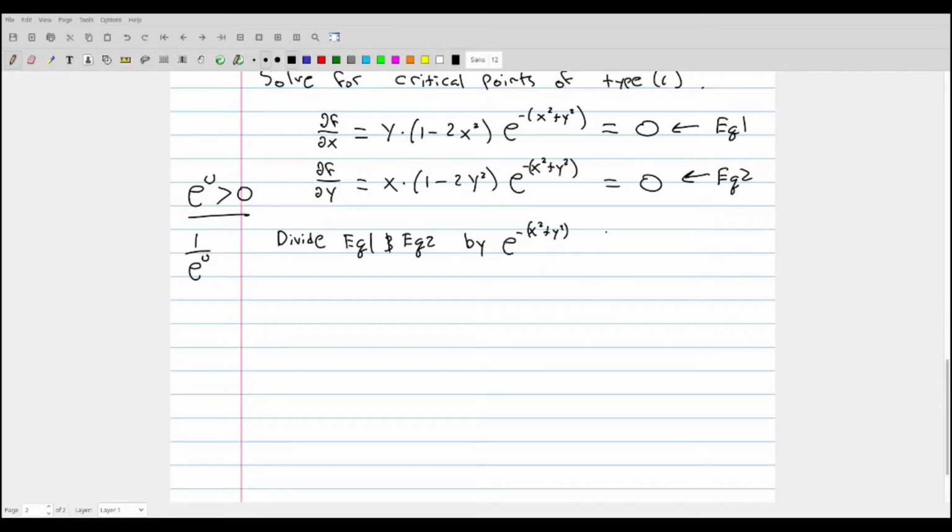this will give us the following. Give us two new equations. Call it equation 1 star and equation 2 star. Equation 1 star is going to be y times 1 minus 2x squared is equal to 0, and x times 1 minus 2y squared is equal to 0.